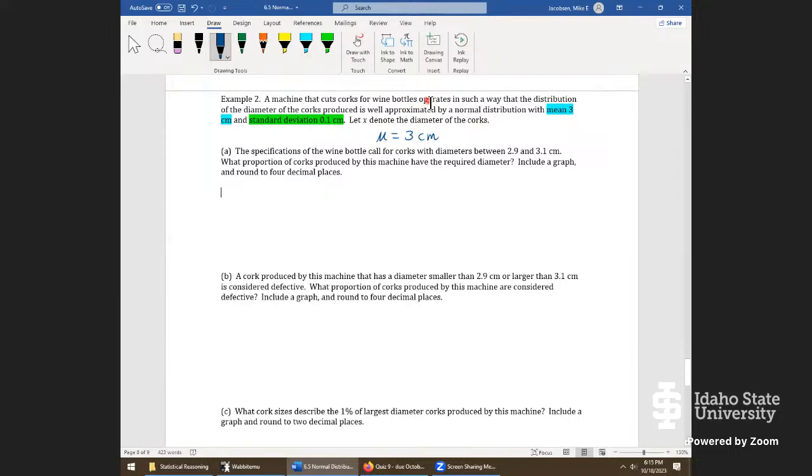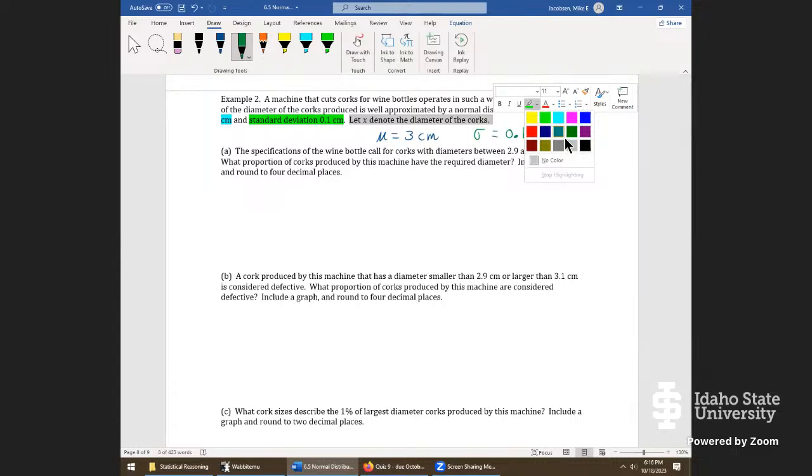I think this is the better description of this problem, since there's no information that this was a sample. They're saying this is what the machine is supposed to do. Its population average must be at 3 centimeters. And its population standard deviation, which we indicate with this symbol sigma, is 0.1 centimeters. We also have this right here. They told us X is going to be the diameter of quarks in centimeters. And so that's going to be relative for each one of the questions that we ask. We'll deal with X some way, somehow.